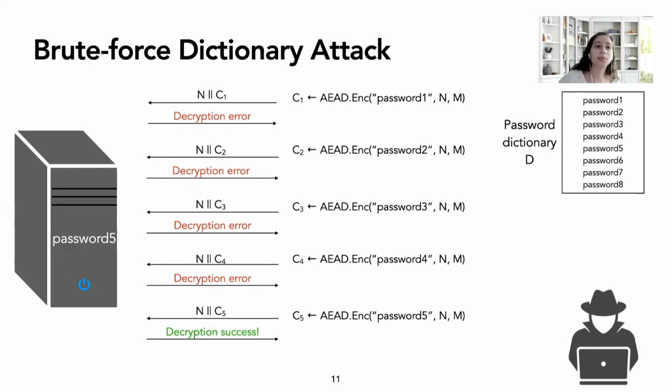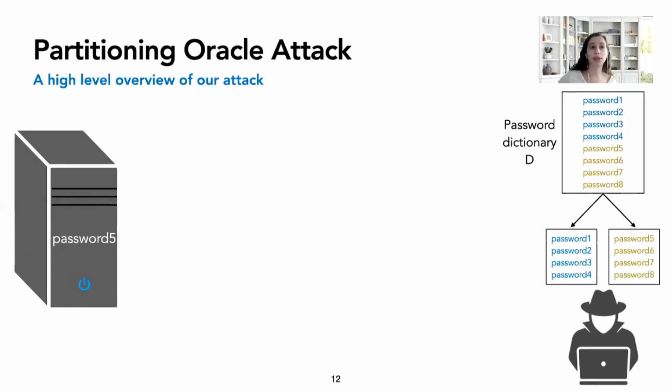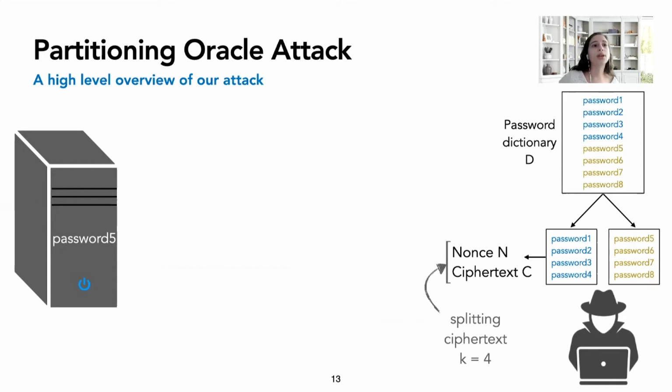But password dictionaries can be large, and this technique could be prohibitively expensive, especially if the number of queries the attacker can make is bounded. So instead, the attacker can do this. The attacker can split the password dictionary into two sets, and then compute a nonce and a ciphertext such that it can decrypt under every password in this first set, but under no passwords in the second set. We call this a splitting ciphertext. We say it has an associated value of k equal to 4 because it can decrypt under 4 different passwords.